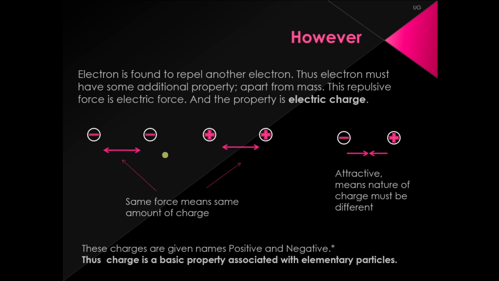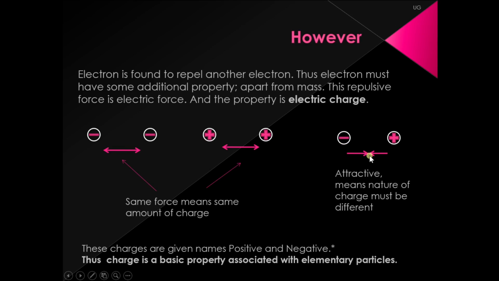One more thing they observed is that the repulsive force between two electrons and the repulsive force between two protons is the same. That means the charge on an electron and a proton must be the same, the amount of charge must be the same. But one electron and one proton, if they are brought together, are found to attract each other.